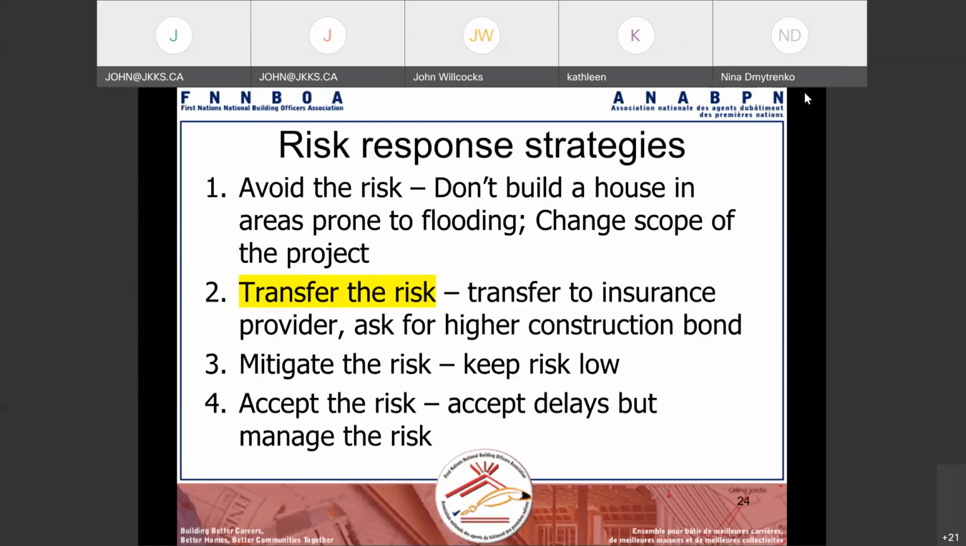And the fourth one, accept the risk, accept the delays, but manage the risk, saying we have to move this project forward. We're going to accept the risk, but we're going to manage it as we move forward. We're going to try to address all the challenges when we're building these new homes. We're going to accept the risk if we're doing any renovations to these homes, because why? Well, we have no choice, and we need to do it. And so we just suck it up and we just manage the issues we have going forward.